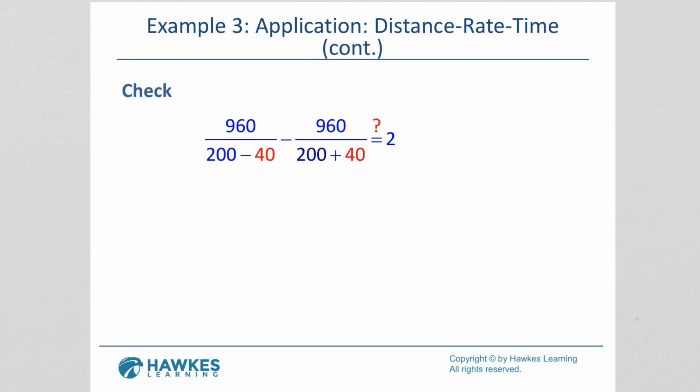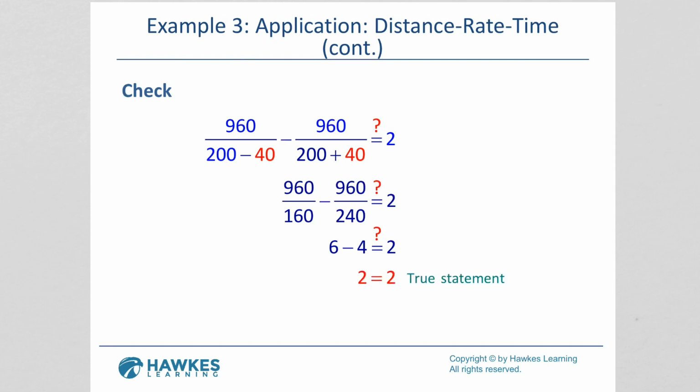We can check that by putting the 40 into our equation. 960 over 200 minus 40 minus 960 over 200 plus 40. Does that equal 2? That gives us 960 over 160 minus 960 over 240. Does that equal 2? That's 6 minus 4. Does that equal 2? And yes, it does.